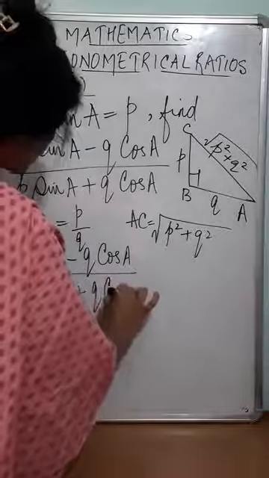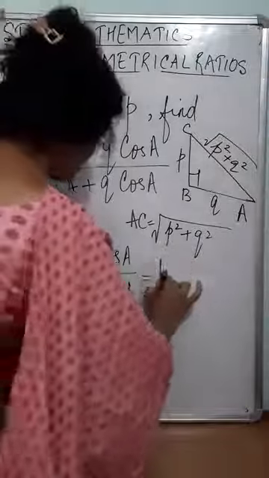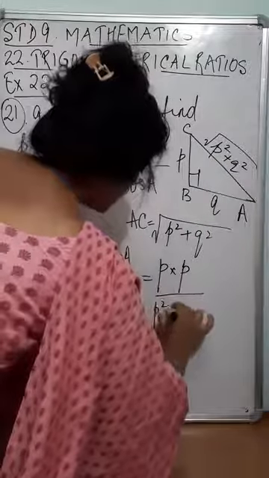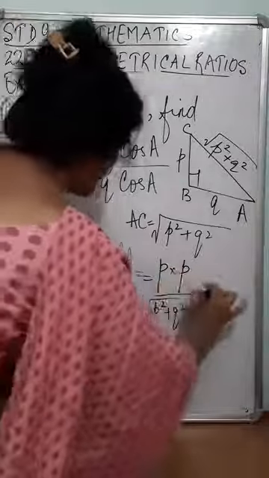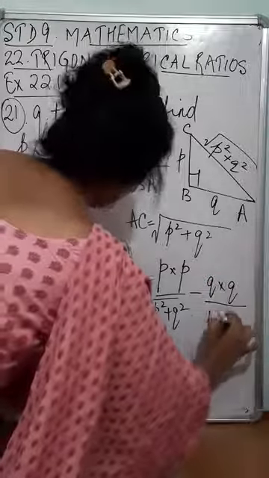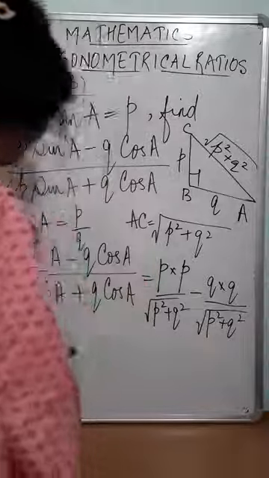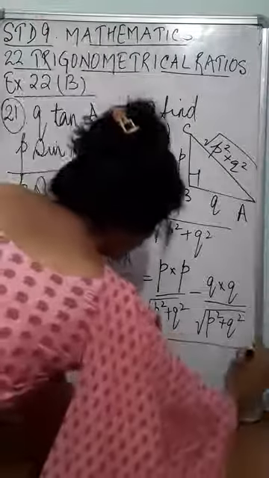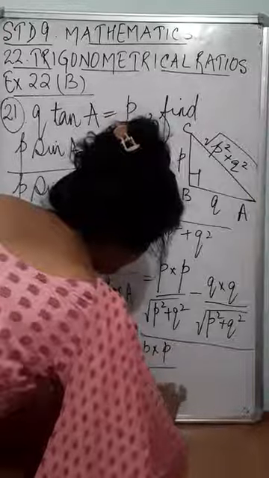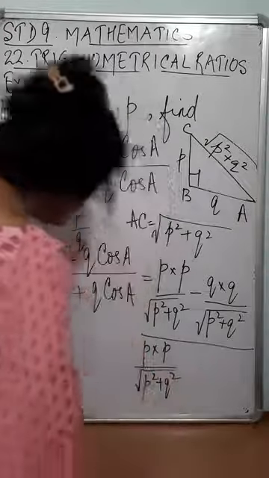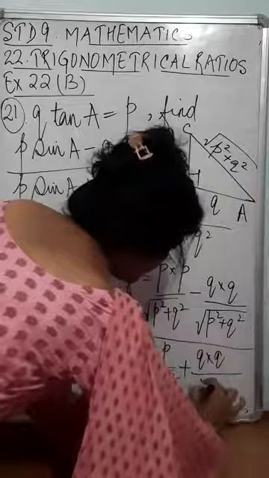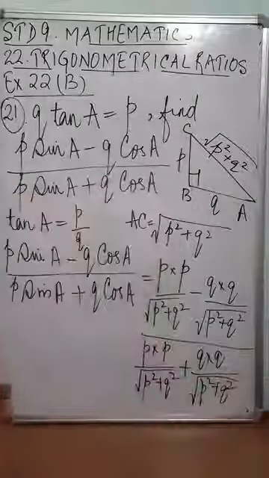plus q cos A. I'll just substitute the values. p into sin A is p by the square root of p square plus q square, minus q into q by the square root of p square plus q square, divided by p sin A again, the same thing, p into p by the square root of p square plus q square, plus q cos A, the same thing, q into q by the square root of p square plus q square.